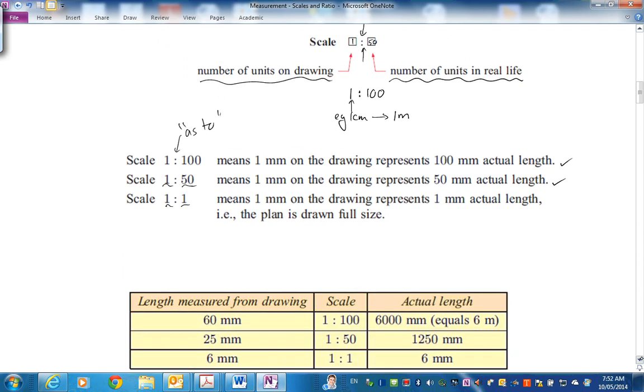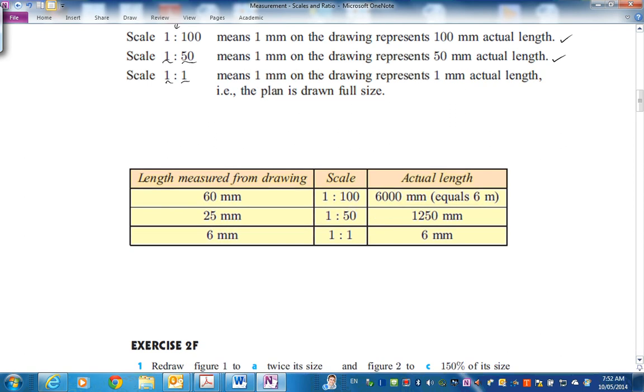It's pretty simple. So let's have a look. Length measured on a drawing: 60 millimetres, 1:100, it'll be 100 times that. 100 times 60 is 6,000, therefore it's 6 metres from our conversions earlier. 25 millimetres on a diagram, 1:50, multiplied by 50, it's 1,250 millimetres. Well, what is that? Divide by 1,000, that's equivalent to 1.25 metres. 6 millimetres, 1:1. Hasn't changed. 1:1 means 1 on your diagram is equivalent to 1 in everyday life. That's full size. Okay, so that's all there is to it.